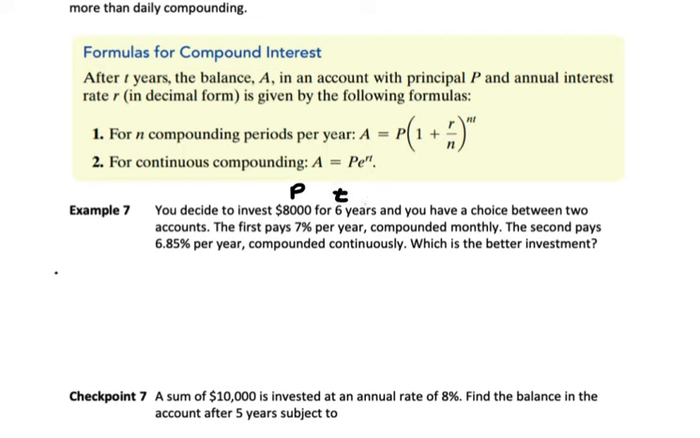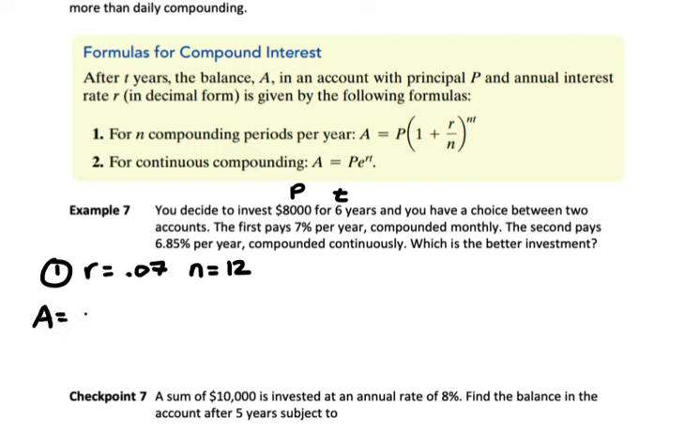And for my first account, my first option, I'm paying 7% per year, so I need to convert that to a decimal. That would be 0.07. Move the decimal point 2 places or divide by 100. And compounded monthly means that n equals 12, because if it's happening monthly, it's happening 12 times a year. So now I'm going to plug in.